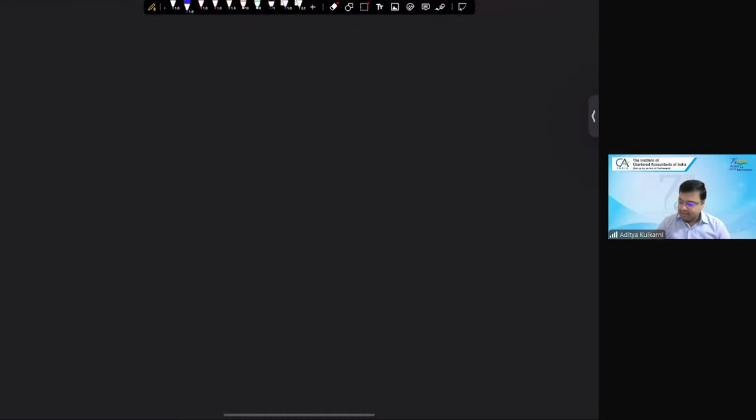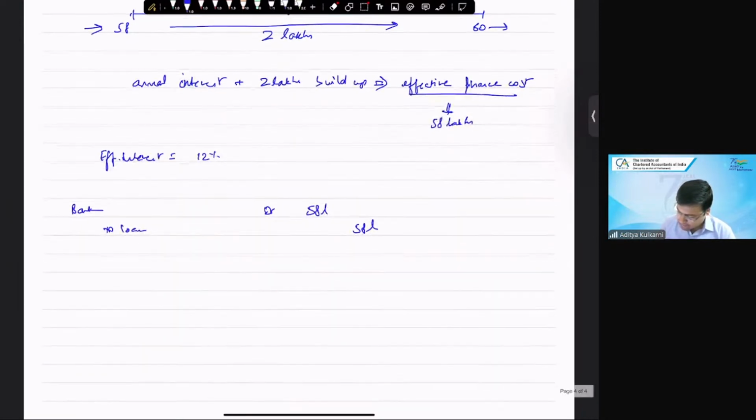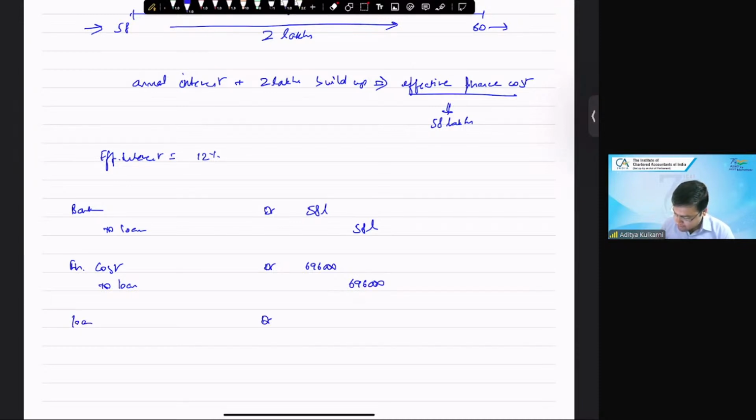So what are the entries that you will pass in this case? Bank debit to loan 58 lakhs. Finance cost debit to loan, or bank, normally to loan, 6 lakh 96,000. This is not paid, this gets accrued. And then loan debit to bank 6 lakhs. This is how you are going to do the accounting treatment. Are you able to understand? Yes, sir.